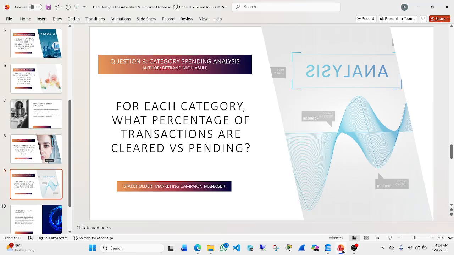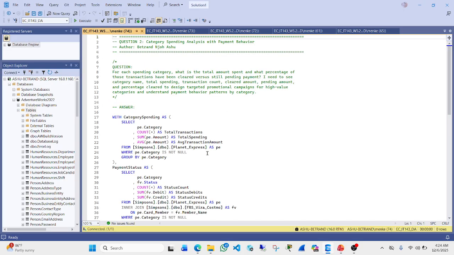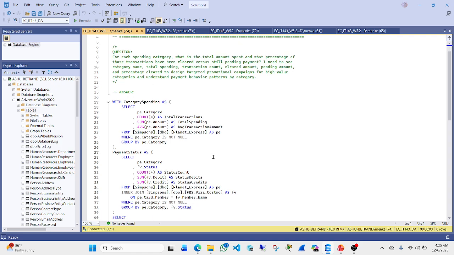Let's look at the next question. For each category, I want to load the script. Consumer highest, city population. Okay. For each category, what percentage of?